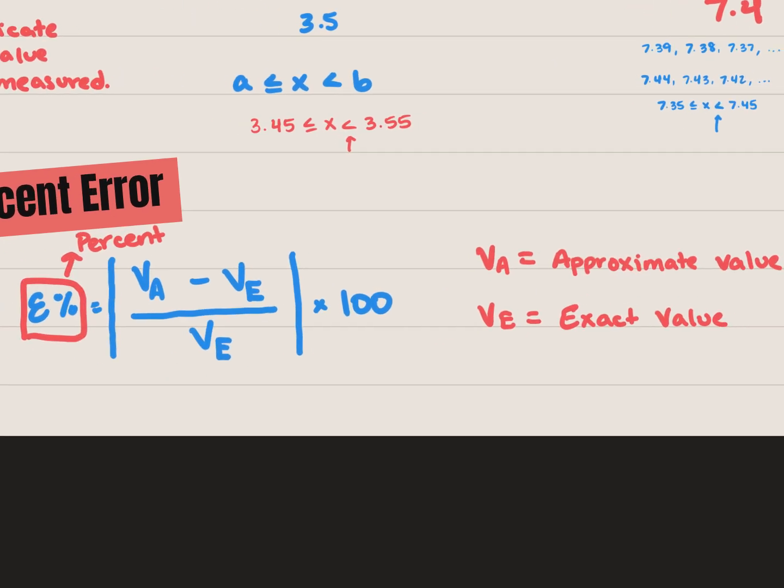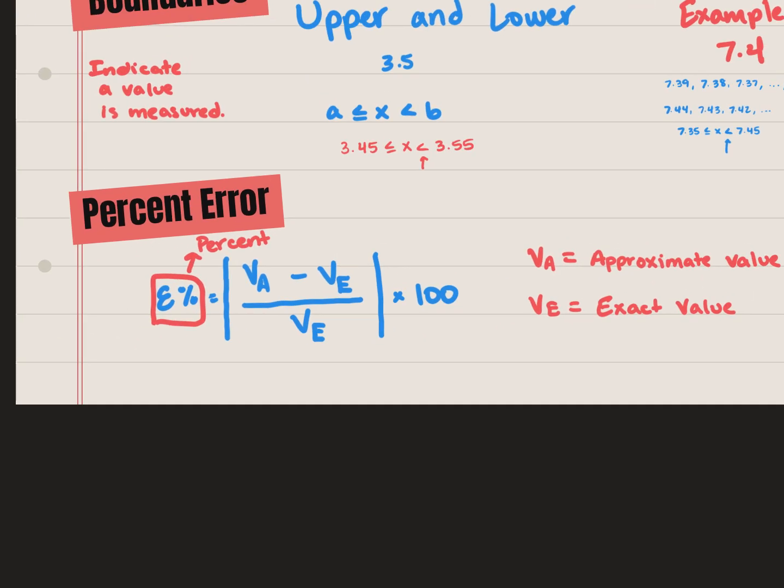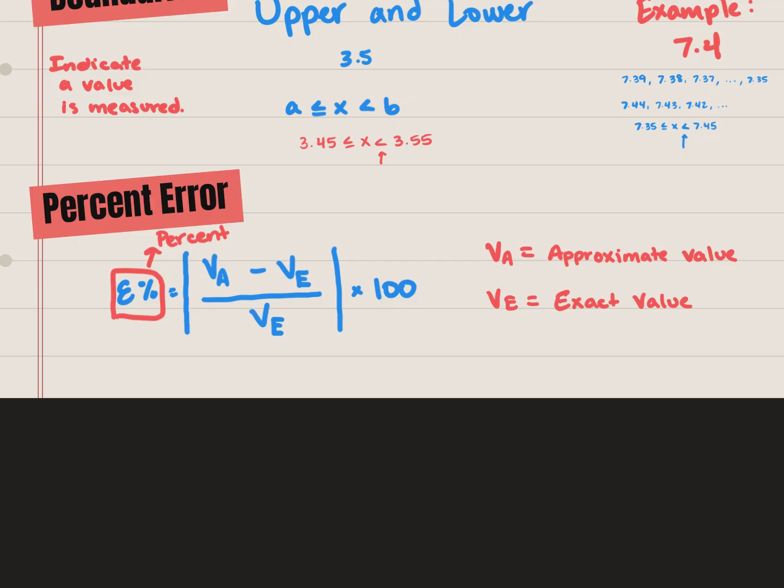These absolute value bars here are there for a reason. A lot of the time students worry about whether they need to subtract the exact value from the approximate or vice versa. It actually doesn't matter, because the absolute value bars take care of whether or not you get a negative sign. What really matters is that after you subtract the two values, you divide by the exact. Your answer, because of these absolute value bars, should always be a positive answer.